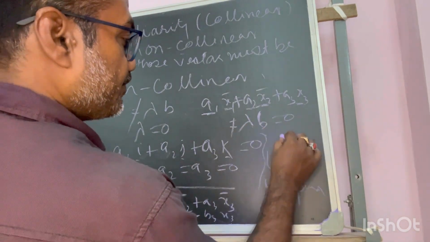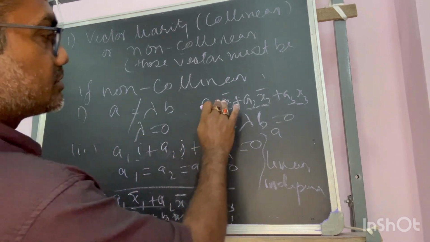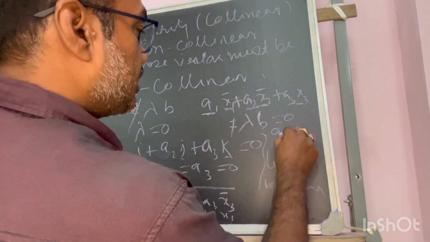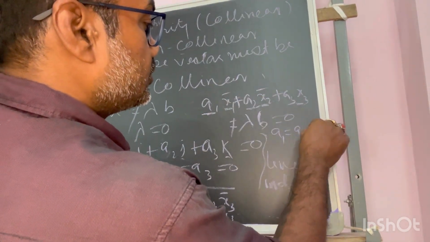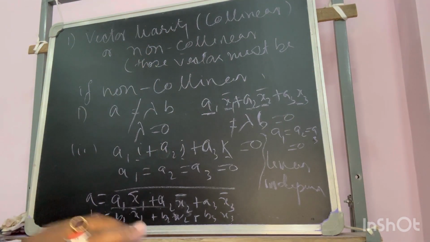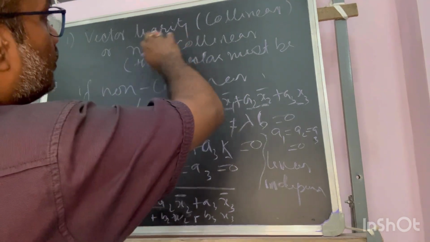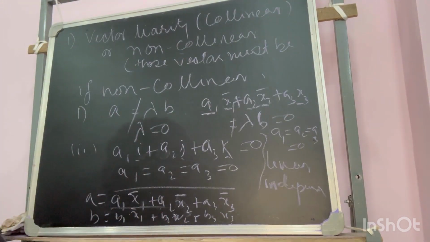Okay, so in that case also, if I am considering the unit vectors instead of general vectors, a1 is equal to a2 is equal to a3 is equal to 0. All coefficients, all scalars have to be 0. This is the condition of non-collinearity. This is the second condition.